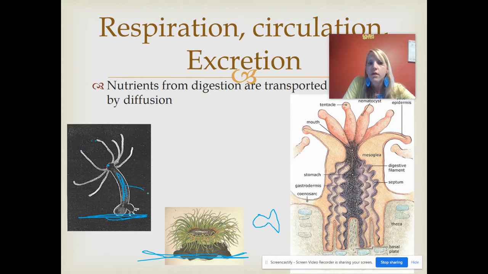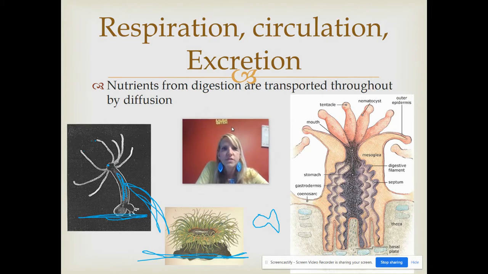Do you remember what body type these two are? Polyp or medusa? Polyp. They're both polyp. Okay, remember they only have 2 tissue layers. Nutrients from digestion are transported through by diffusion. If you don't remember, diffusion is movement of molecules from high concentration to low.